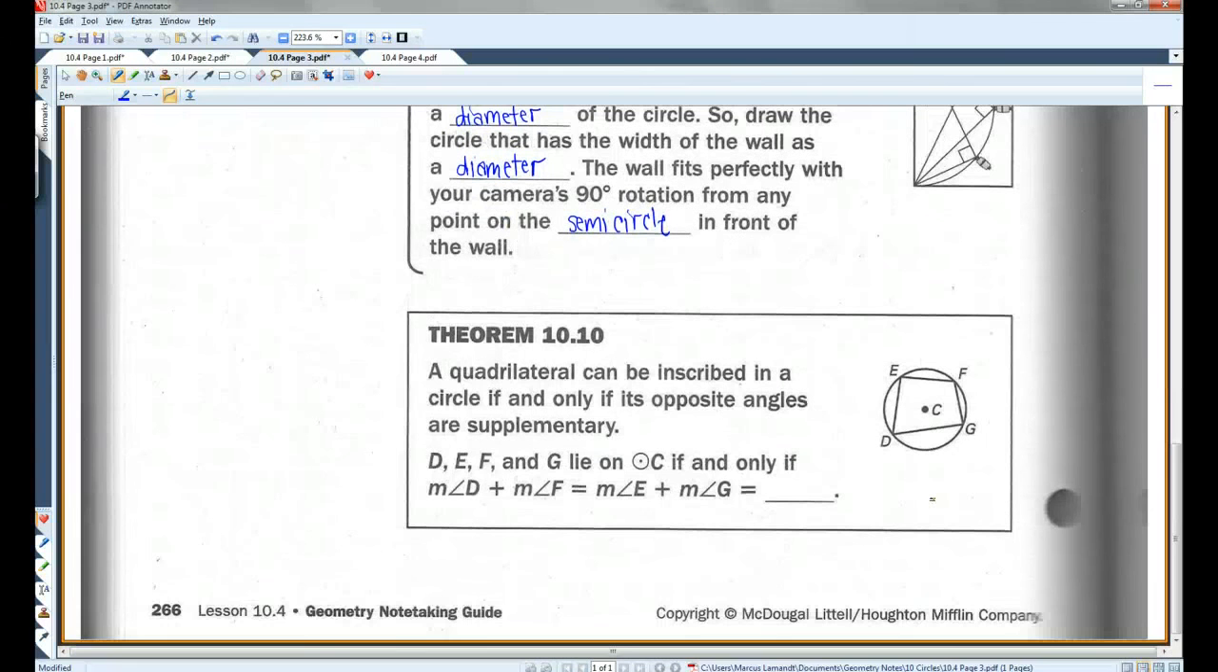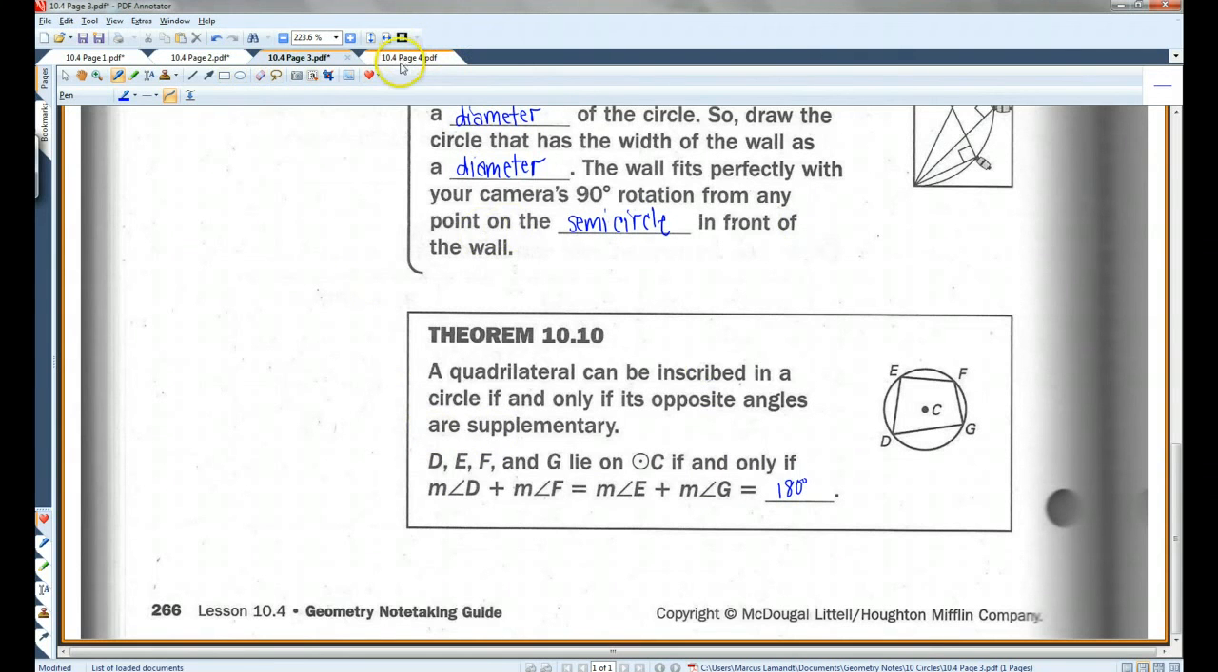Alright. Okay, theorem 10.10. A quadrilateral can be inscribed in the circle if and only if its opposite angles are supplementary. So, these points lie in the circle if and only if this angle and this angle equals this angle plus this angle, which equals 180 degrees.